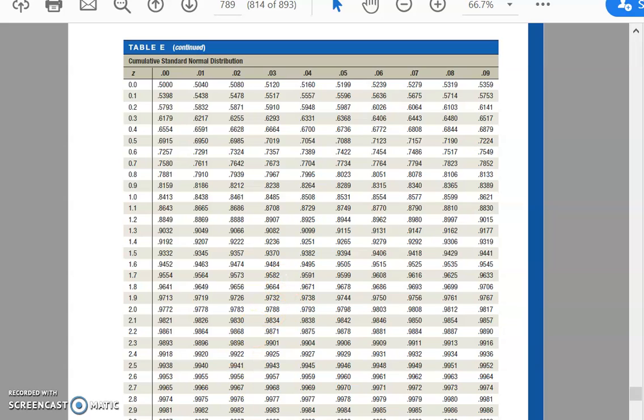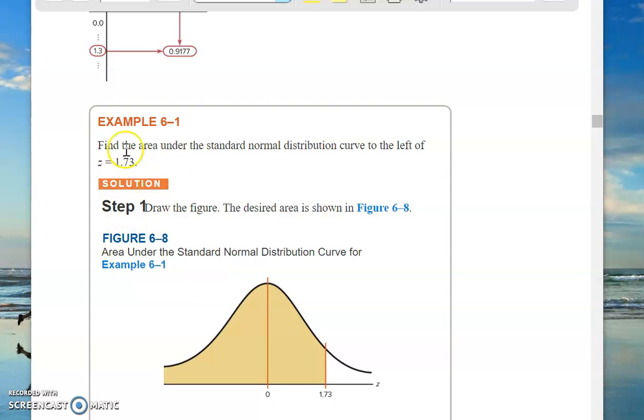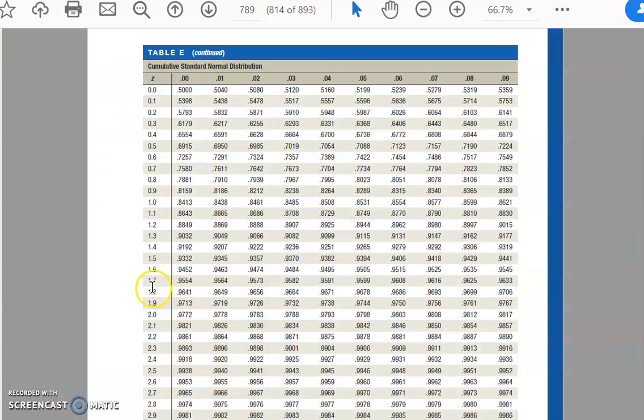And now I've forgotten what we're looking for. All right, so the example here is find the area to the left of 1.73. So here's 1.73, it's the area to the left. But what is this area? Well, we get that from the table. Here's the table. 1.7, and then we go over here to right there, 1.73. It's this guy right there, 0.9582.